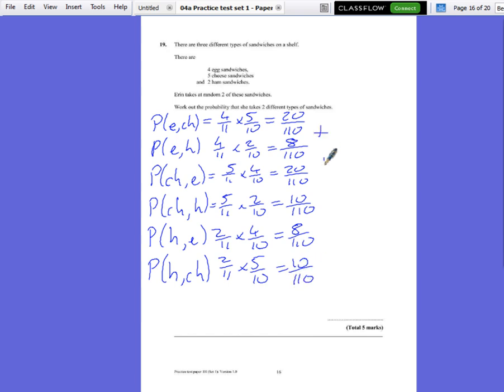And because we're not bothered which one of those we want, we can add all those probabilities together, and that should give us 76 out of 110. Which cancels down to 38 out of 55.